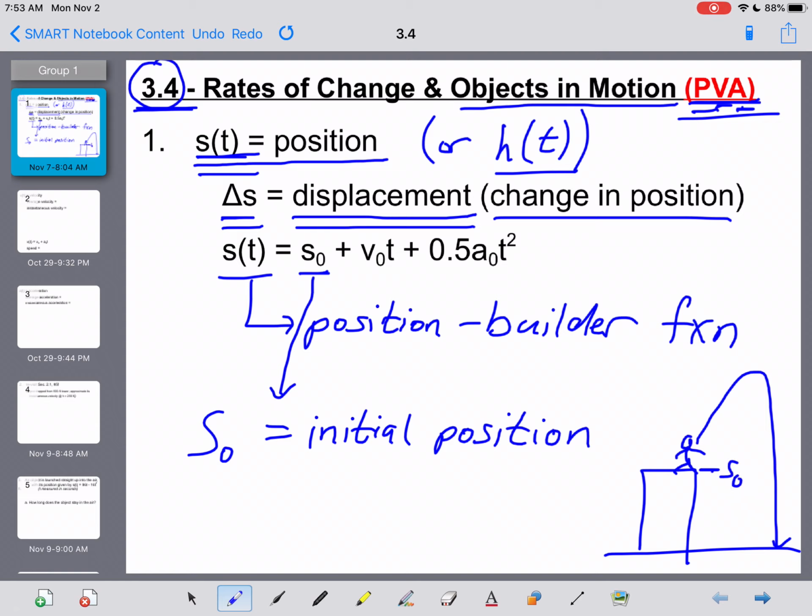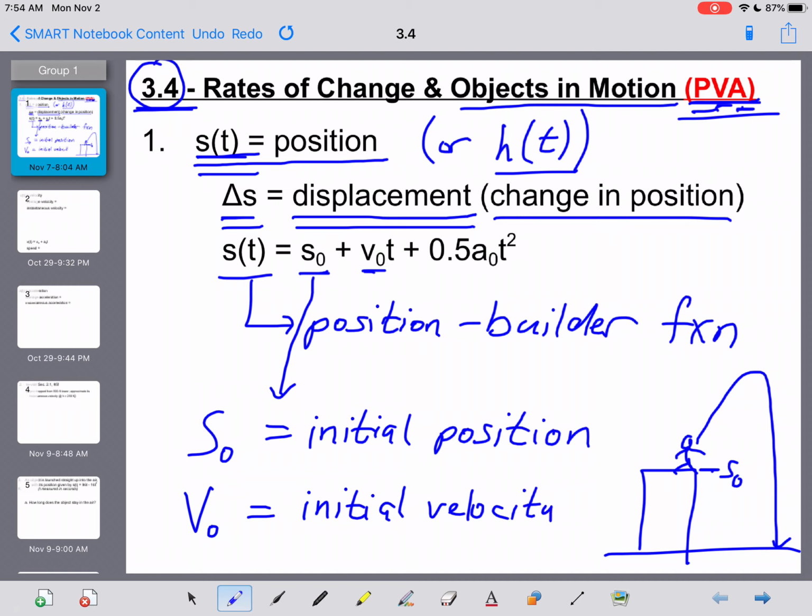So that's what S naught means. That is essentially the constant that usually would come at the end of a polynomial function, but your author chose to put it right here. The second term then is V naught, and as you could probably guess, everybody, if S naught was your initial position, then V naught is going to be defined as your initial velocity.